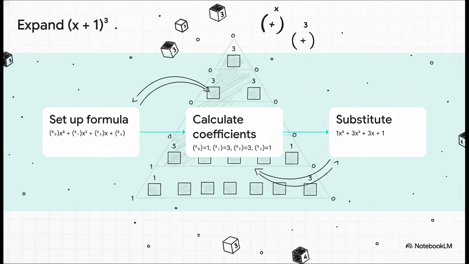And look how powerful this is. Let's try to expand x plus 1 cubed. We just plug n equals 3 into our binomial coefficient formula a few times, and what do we get? We get 1, 3, 3, and 1. The exact same numbers from the third row of Pascal's triangle. No fuss, no muss. Perfect.